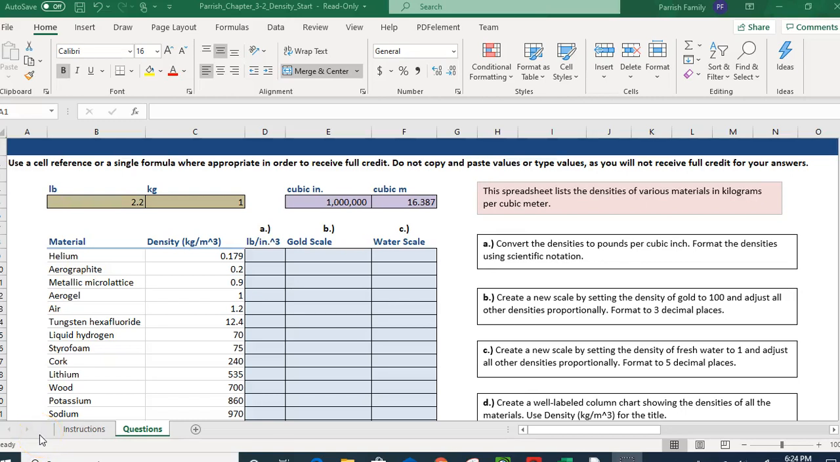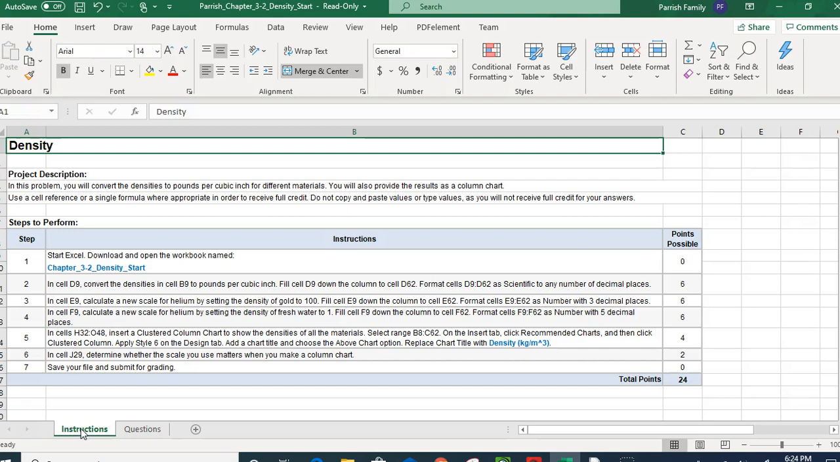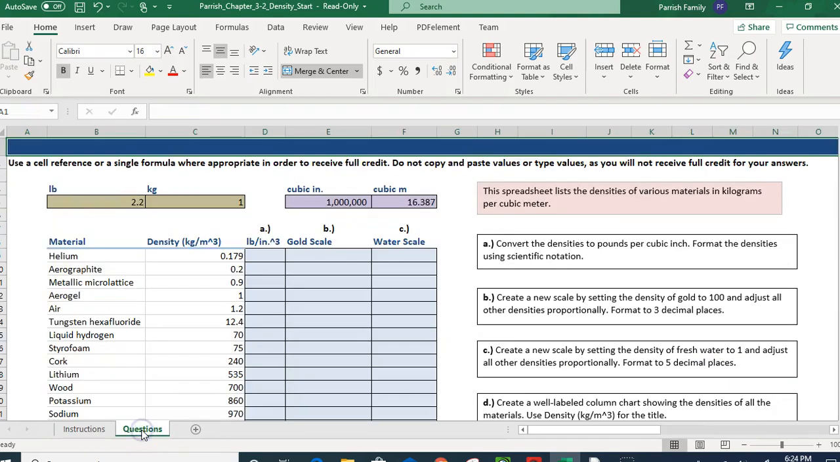All right, we're going to be looking at Excel 3-2. It's a density Excel spreadsheet, and you're converting values from one density to another. So you have your instruction tab that explains step by step what they want you to do, and then you have the questions, which is the actual spreadsheet.